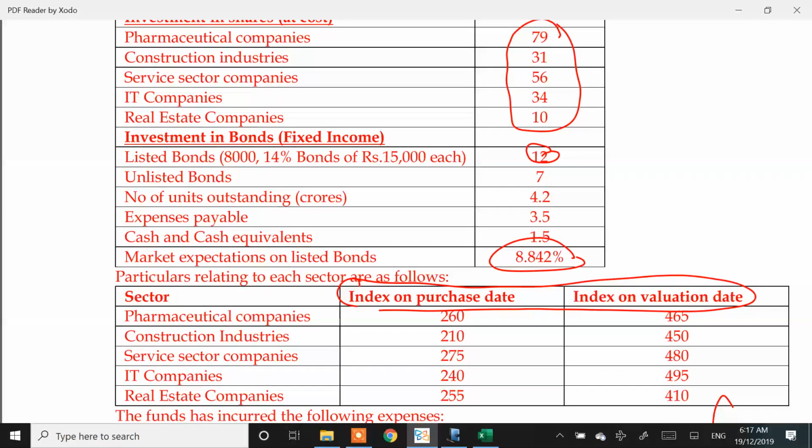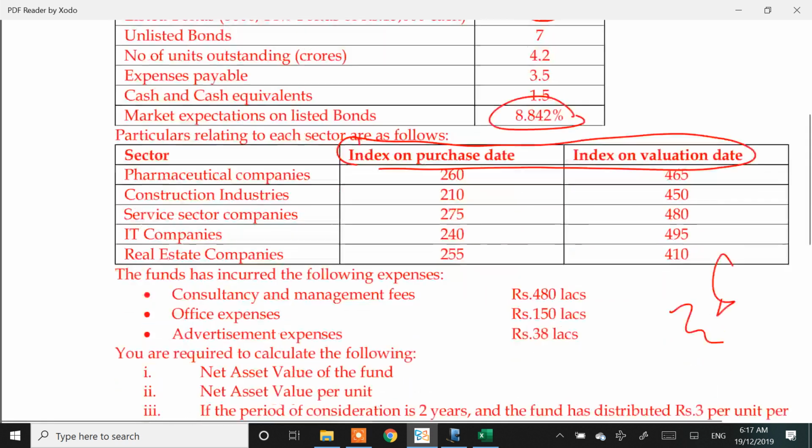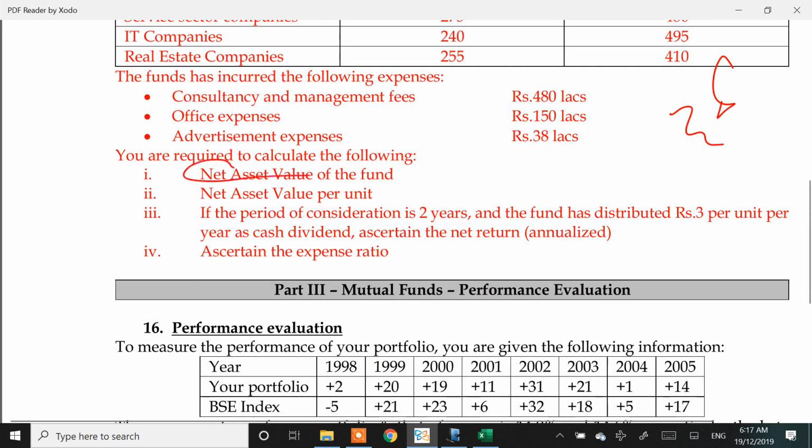Unlisted bonds, units outstanding, expenses payable. So we'll end up calculating the net asset value of the fund. Before you divide by the number of units, it's called net asset value of the fund. Moment you divide by the number of units, it's called NAV per unit. If you don't divide, that's called net asset value of the fund.